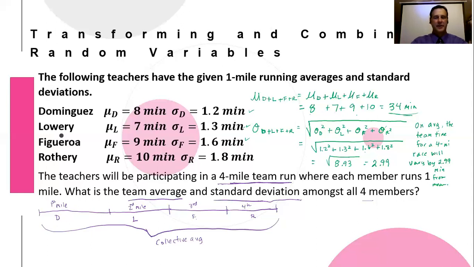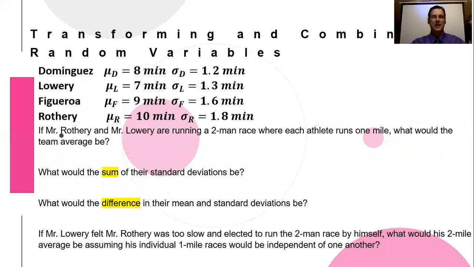All right, now let me build on this a little bit, because sometimes we will have 4 items like we have here. Sometimes we will not, all right? So same information, but let me have a little bit different perspective here. It says, if Mr. Rothery and Mr. Lowry are running a 2-man race where each athlete runs 1 mile, what would the team average be?